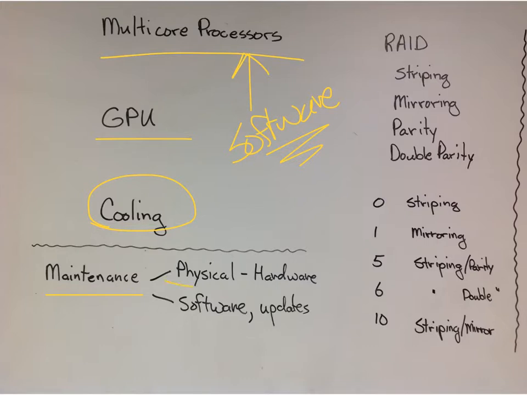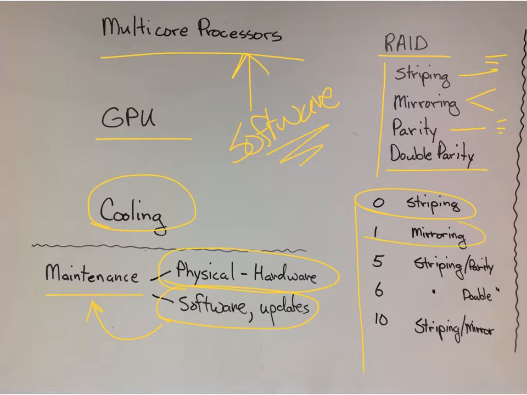Talk about maintenance. How do we take care of the physical part? How do we keep software updated in order to maintain the computer? So that was the next chapter. But RAID, the different ways, striping across drives, mirroring, mirror the drive, parity, making sure you have the error checking with the drives, and double parity is better. So we talked about different levels of RAID.